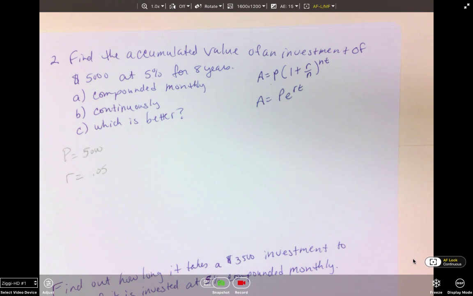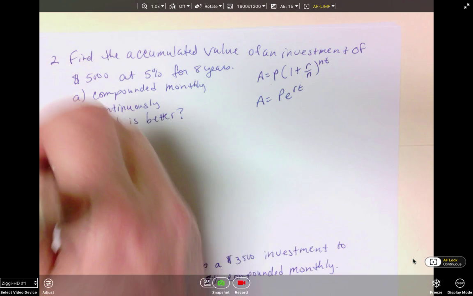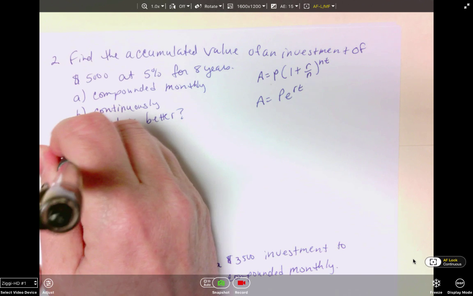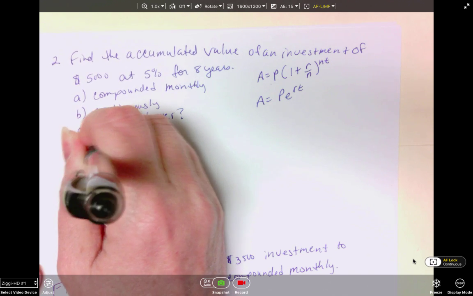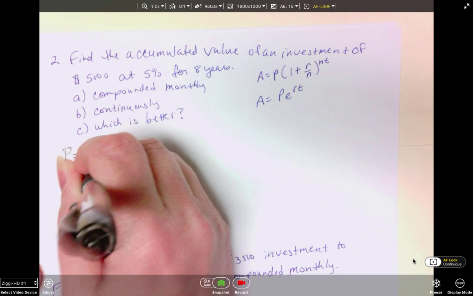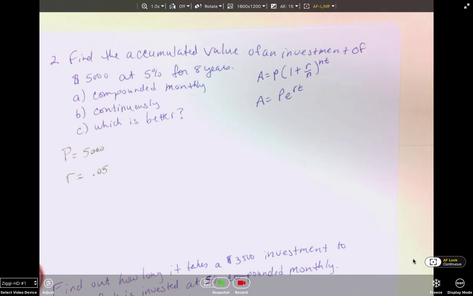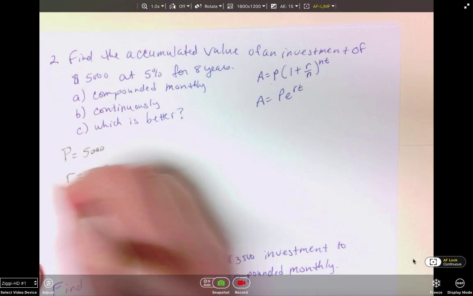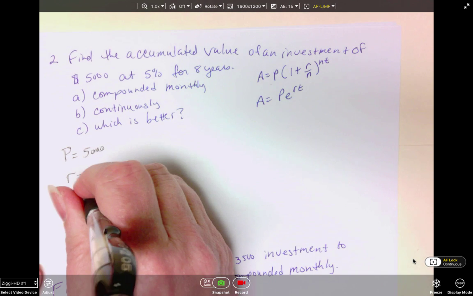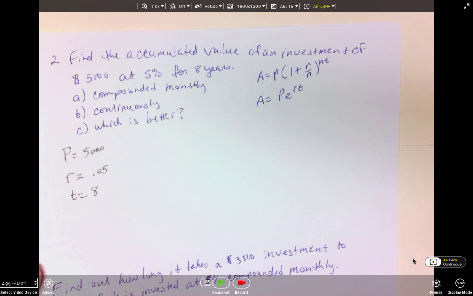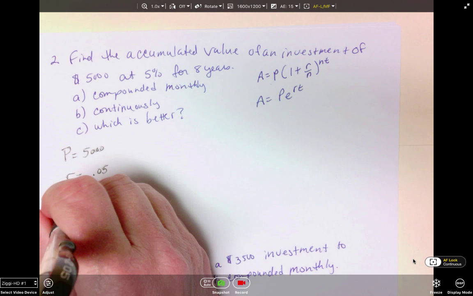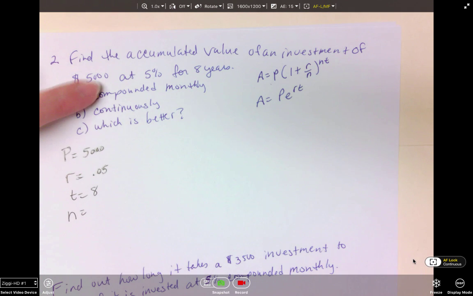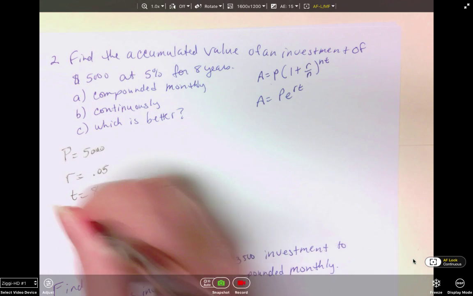So when we're looking at the time, we're looking at t. So we have our P is equal to 5,000. Our rate is equal to 0.05. Our t is equal to the amount of years here, so we have 8 years. And we have our n. N is how often it's compounded, and in this case it's compounded monthly. There's 12 months in a year, so we're using 12.